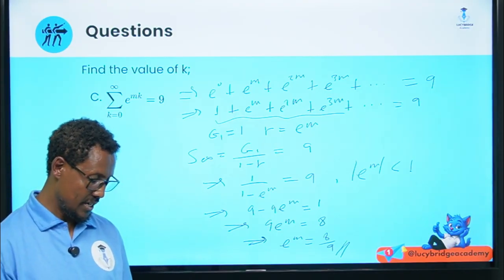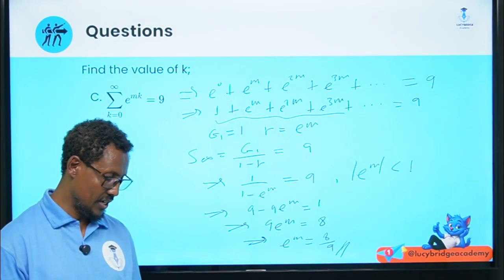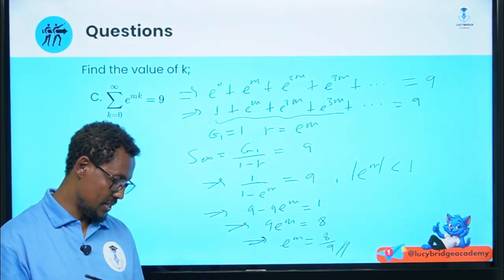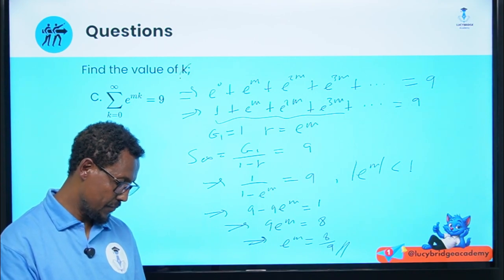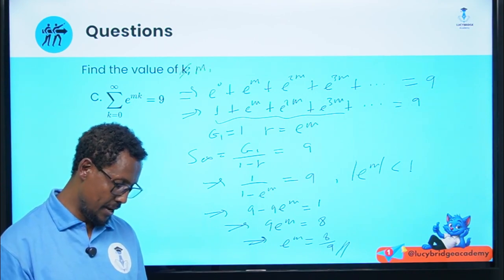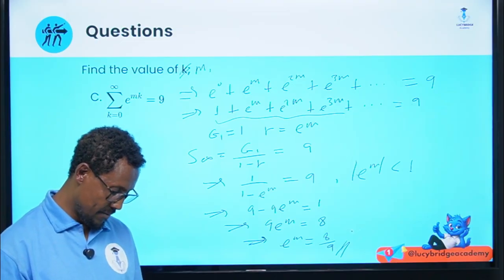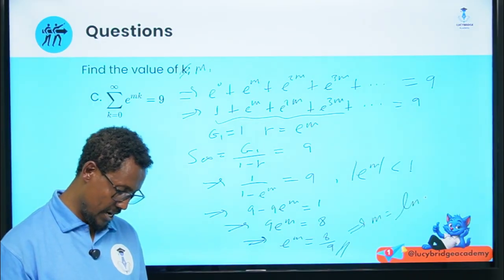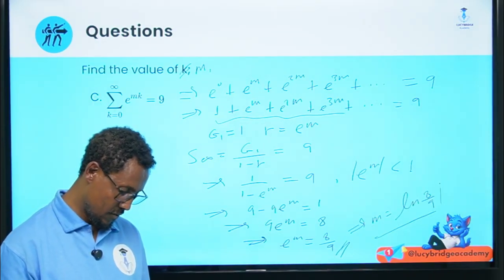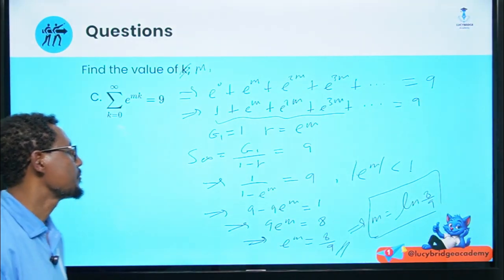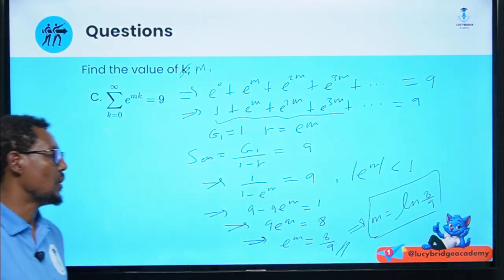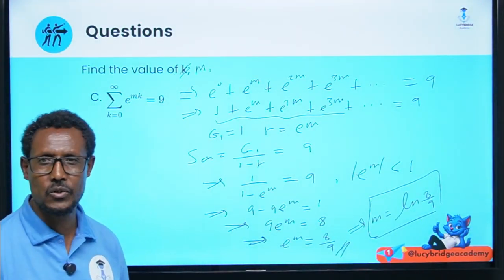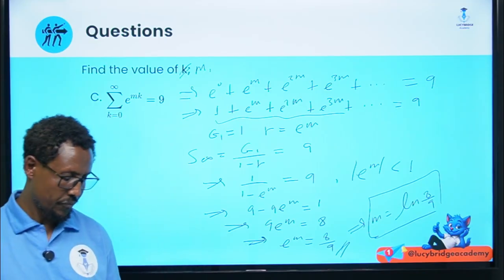We are asked to find k, okay, it's not k, it must be m, right? We are asked to find m. From this we have m is equal to ln of 8 over 9. We are asked to find m, and m is ln of 8 over 9. Change the given exponential equation into a logarithmic equation.